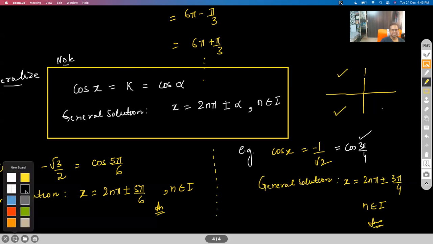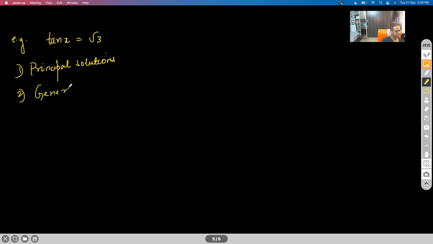Moving to the next example. Let's say tan x equal to root 3. Okay. Let's write down the principal solution and general solution for this simple basic trigonometric equation.